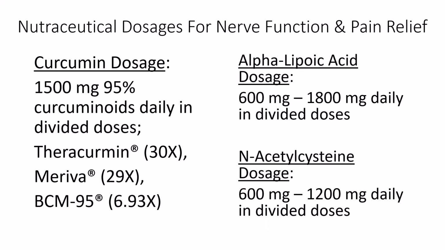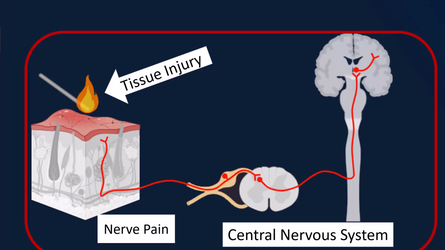With reference to alpha-lipoic acid and N-acetylcysteine, here are some guidelines as to how much to take daily based on what the research studies are showing. So alpha-lipoic acid, 600 to 1,800 milligrams daily in divided doses. N-acetylcysteine, 600 to 1,200 milligrams daily in divided doses.